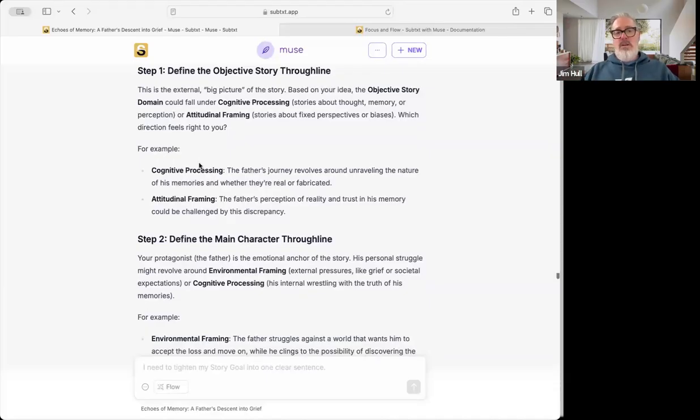So in this one, it just suggested two different places for the objective story. Cognitive processing: the father's journey revolves around unraveling the nature of his memories and whether they're real or fabricated. Or attitudinal framing: the father's perception of reality and trust in his memory could be challenged by this discrepancy.